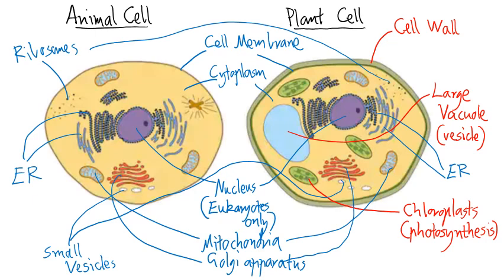And the final one we missed is the dark patch inside the nucleus. That's the nucleolus, remember, where ribosomes get made. And so animals and plants both need ribosomes, so they also have a nucleolus as well.